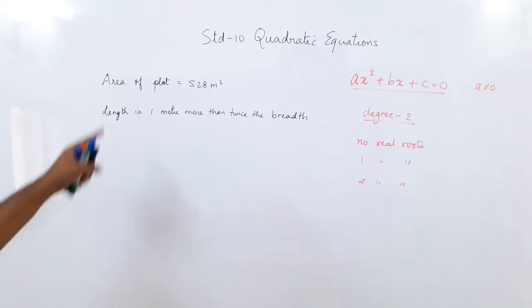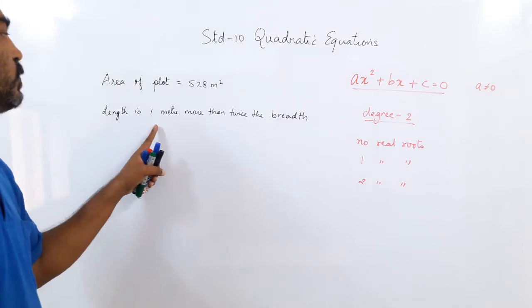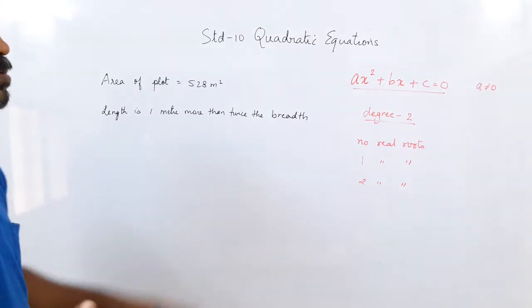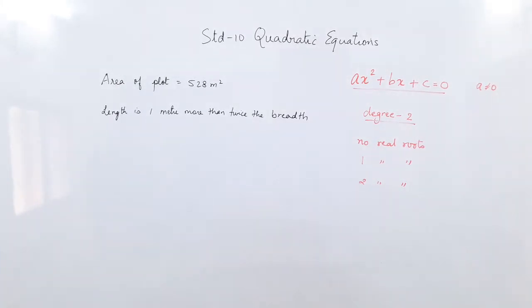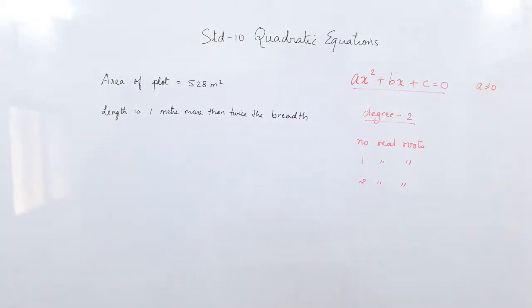What he remembered is that the area of the plot was 528 meters square and the length of the plot was 1 meter more than twice the breadth. So, can we help him calculate the length and the breadth of the plot? Can we help him? So, this is a practical example.